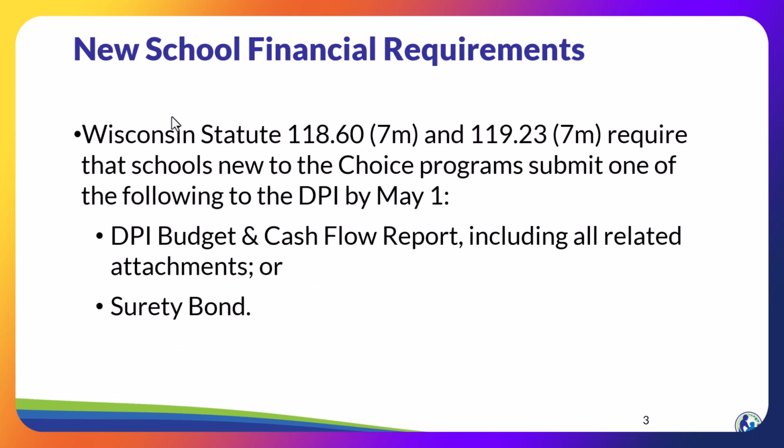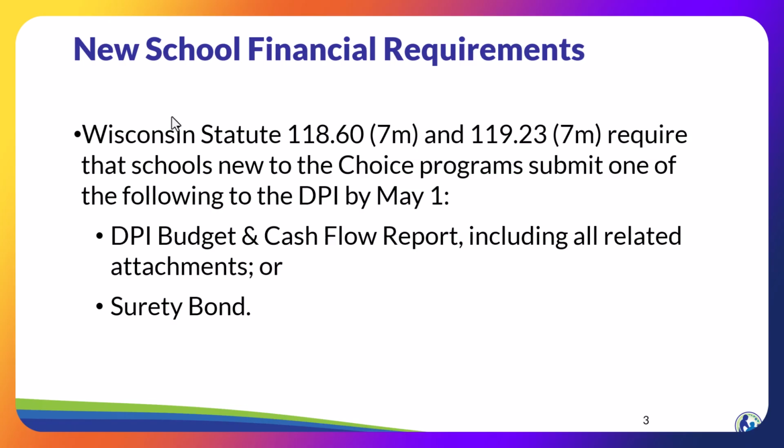Wisconsin Statute 118.60, subsection 7M, and 119.23, subsection 7M, require that schools new to the choice programs submit one of two items by May 1st in advance of the first school year a school participates in the choice programs.